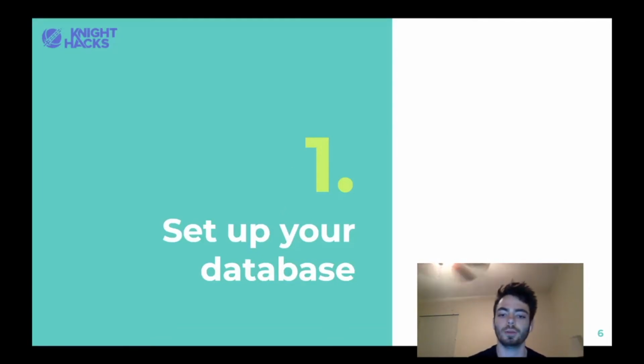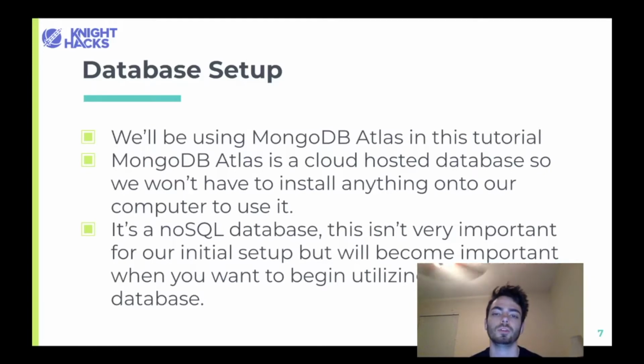Okay, so now we're going to set up our database. For this tutorial, we'll be using MongoDB Atlas. MongoDB Atlas is a cloud-hosted database, so we don't have to install anything on our own local machine to do it. It lives in the cloud, that's where it runs, and it's a NoSQL database. Basically, all that means is that it's going to store information a little bit differently than a relational database. This workshop is not really specifically designed to teach you a lot about databases, so I'm not going to go too much into that, but it's definitely worth learning more about if you're interested in doing more with your database and with a website.